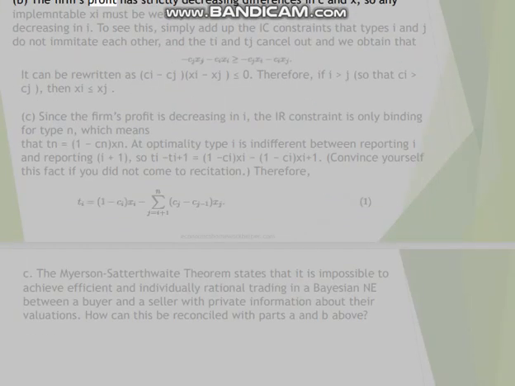B. The firm's profit has strictly decreasing differences in c and x, so any implementable x must be weakly decreasing in i. To see this, simply add up the IC constraints that types i and j do not imitate each other, and the Ti and Tj cancel out, and we obtain that it can be rewritten as (ci minus cj)(xi minus xj) less than or equal to 0. Therefore, if i greater than j, so that ci greater than cj, then xi less than or equal to xj.